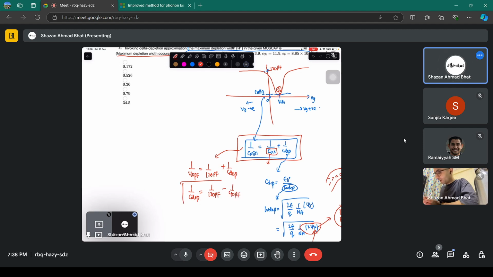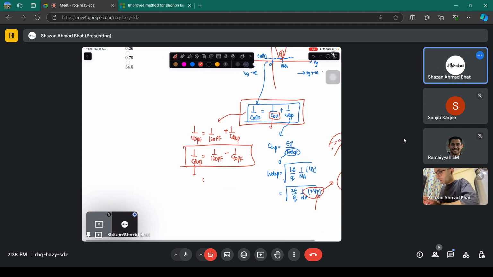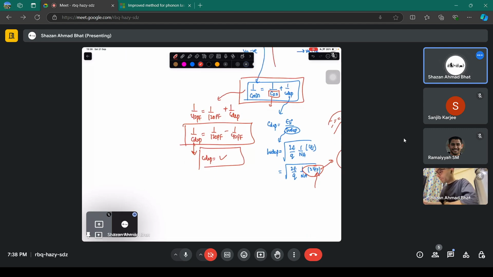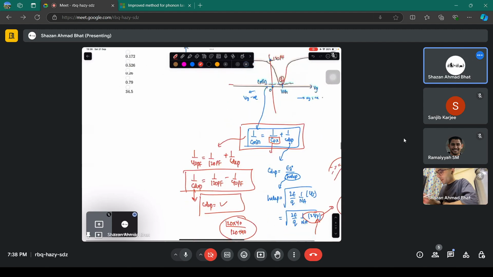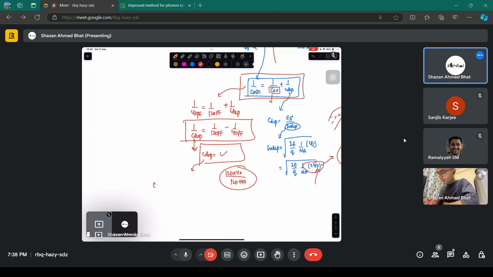I missed this information. So you get the value of C depletion from here. I don't know what this value will be, but you can compute it easily. It'll be 120 into 40 divided by 120 plus 40, whatever this value comes. Once you get the C depletion, you can compute C depletion is equivalent to epsilon silicon divided by W depletion.